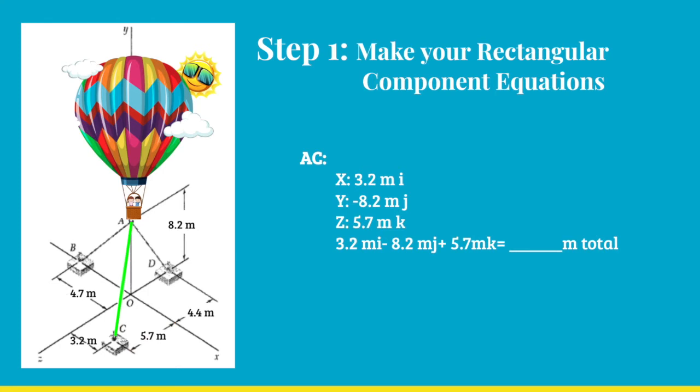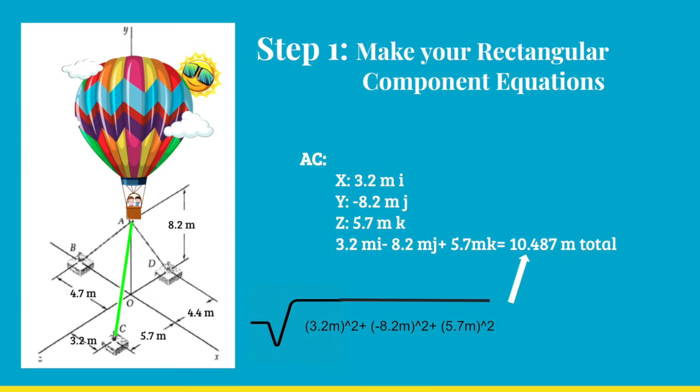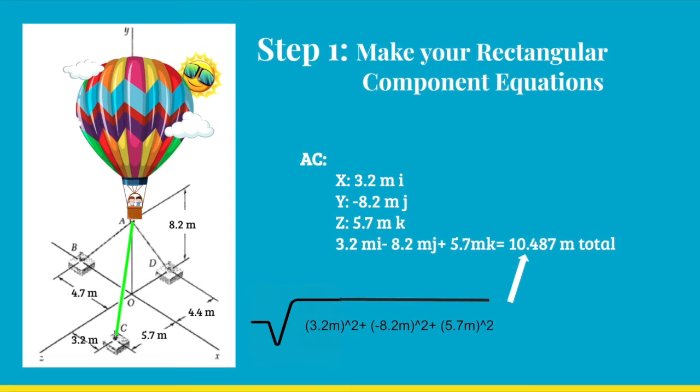Now, we must find the total length of this cable. As for the previous cable, square each value in the equation followed by taking the square root. The cable comes out to 10.487 meters.